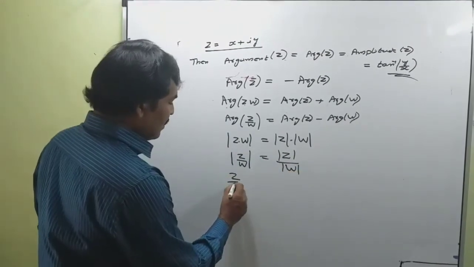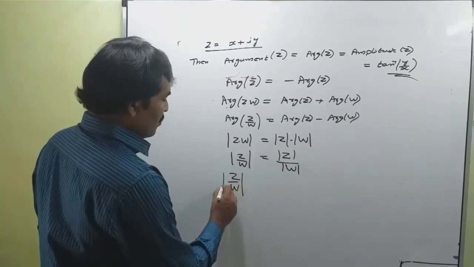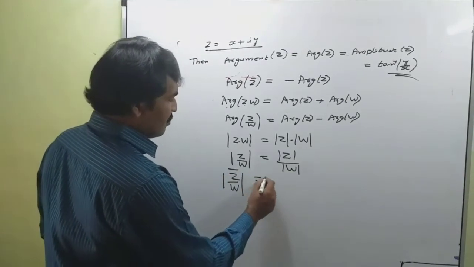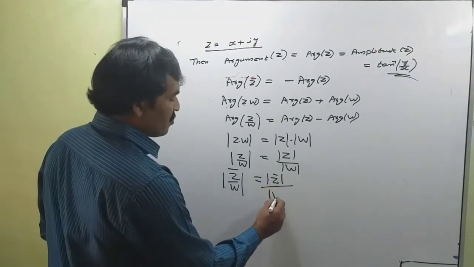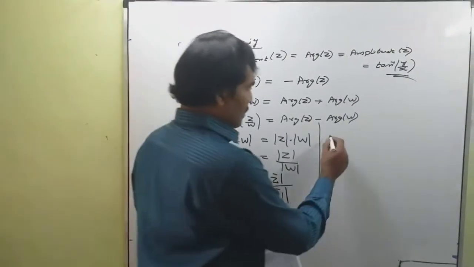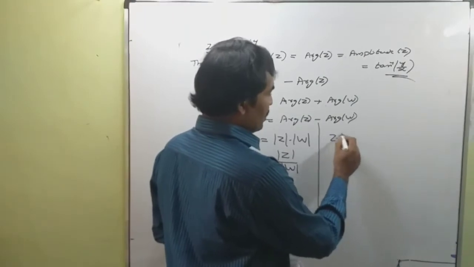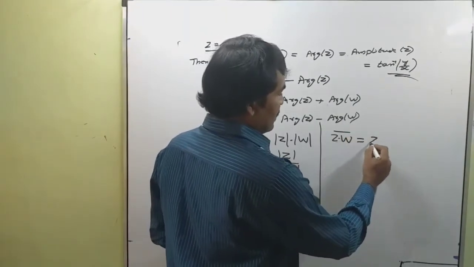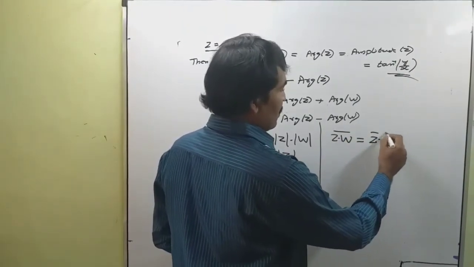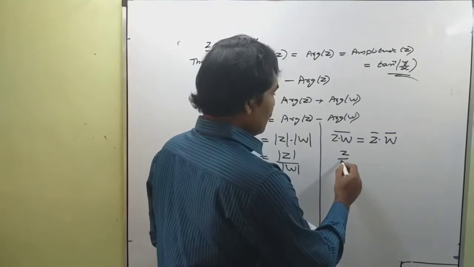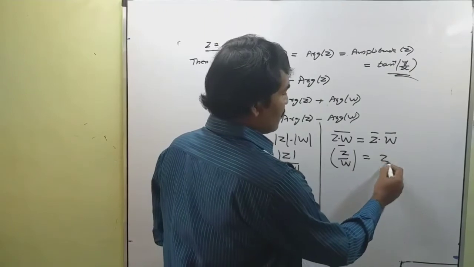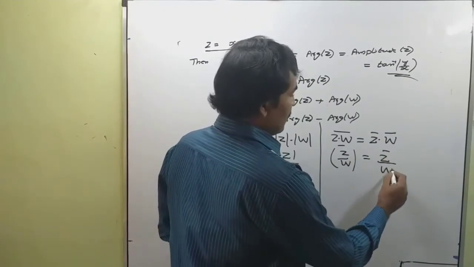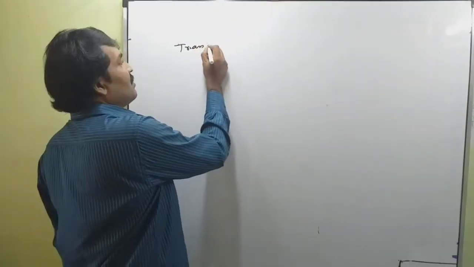Modulus of (z by w) conjugate is equal to modulus of z conjugate divided by modulus of w conjugate. Then (z into w) conjugate is equal to z conjugate into w conjugate. (z by w) conjugate is equal to z conjugate by w conjugate.